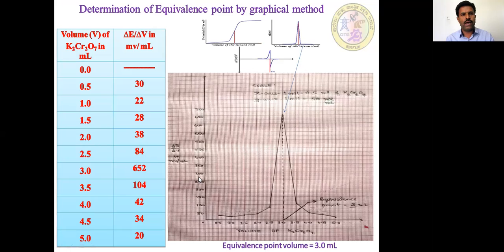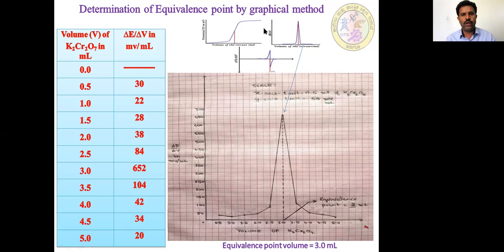So now, to calculate the equivalence point by graphical method, how to calculate? We can see here at the x-axis we should take the volume of potassium dichromate solution, and at the y-axis we should take delta E divided by delta V in millivolts per ml. We can plot this directly, the EMF versus volume of potassium dichromate solution, and we will get an S-shaped curve, but it's difficult to get an accurate end point.